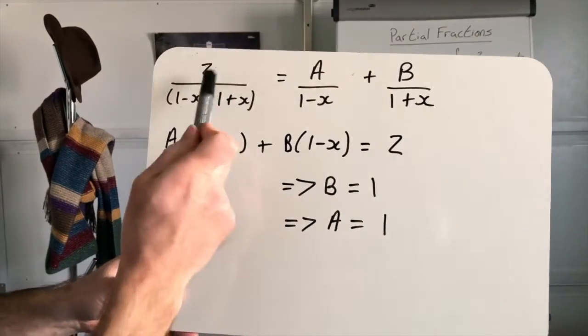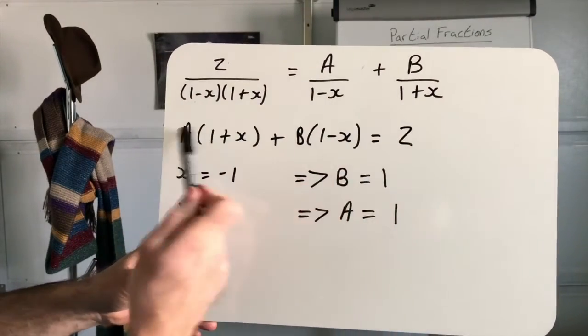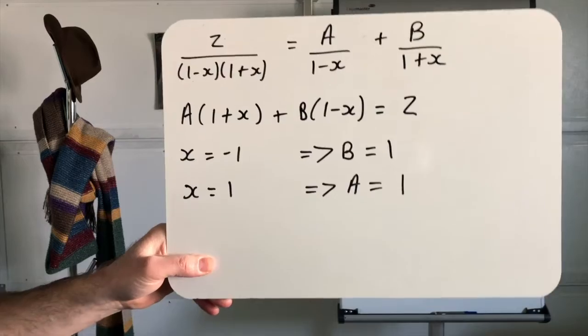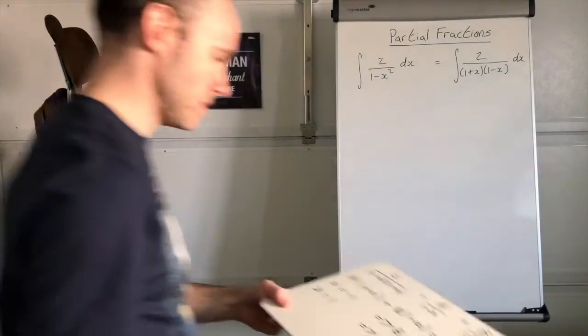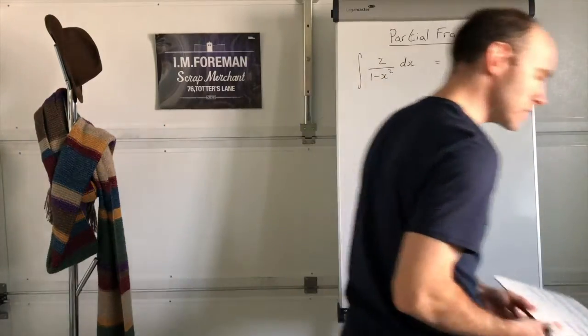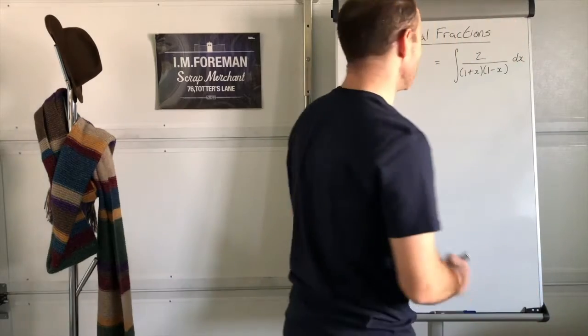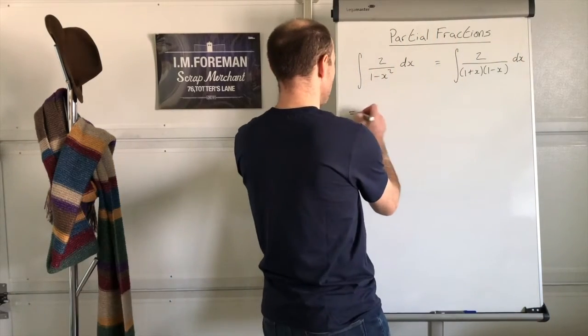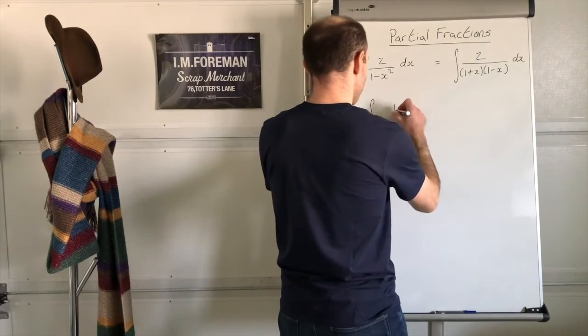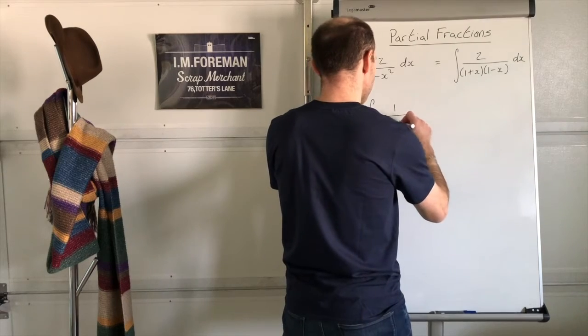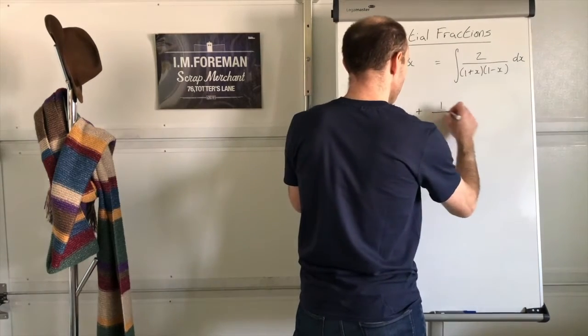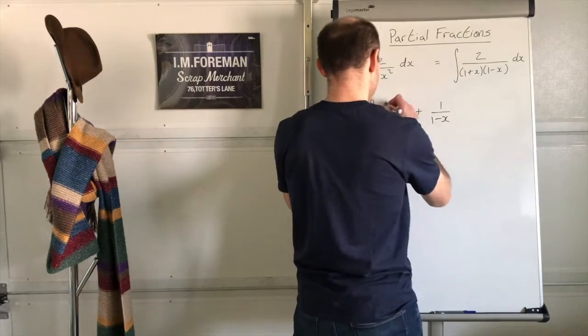Okay, so hopefully you're happy with that. It's a much simpler one, isn't it? Pause the screen if you want and just check it yourself. There you go. So your A is 1, B is 1. It's pretty simple, isn't it? Okay, so you're going to write that integral as 1 over 1 plus x plus 1 over 1 minus x.